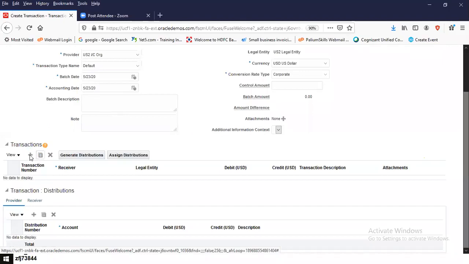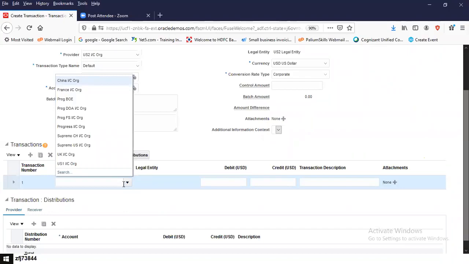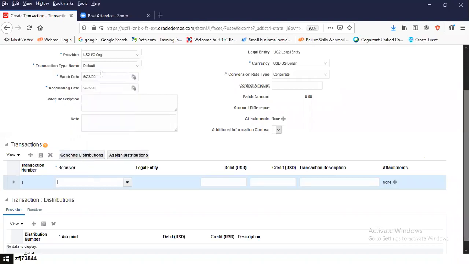And on this transaction, the receiver is, let's say, US1 intercompany org. So provider is US2 and receiver is US1. It could be the reverse also, depending on how you want it. And we'll say debit of 100.